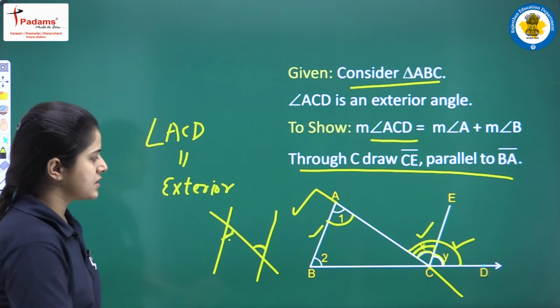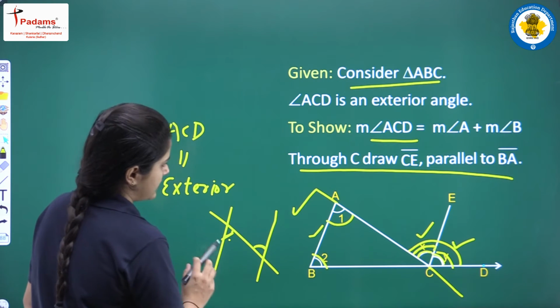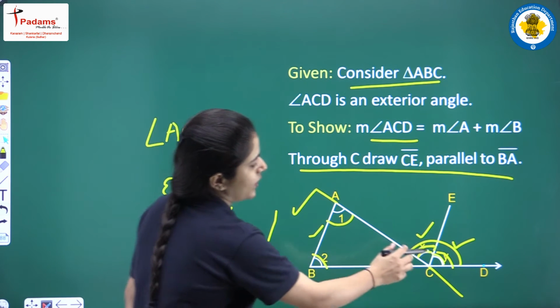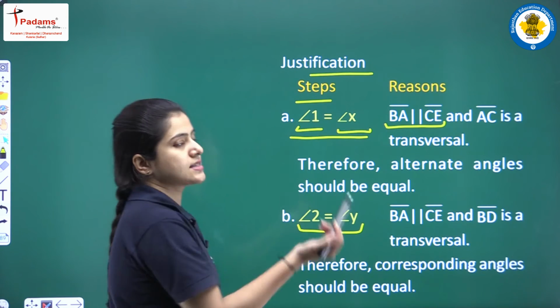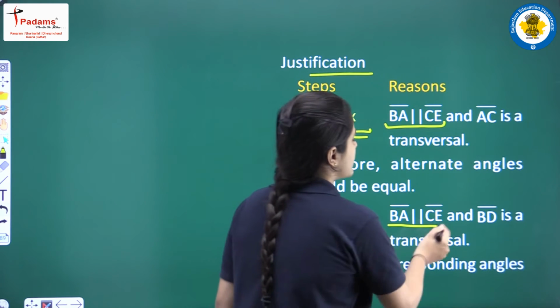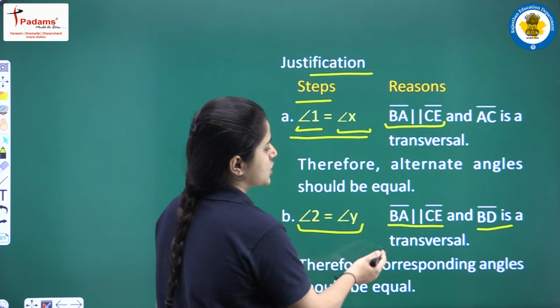Have a look students, this is angle 2 and this is angle y. What it means? This is angle 2 and this is angle y. This is also equal. Have a look, students. Why? Because of the similar reason that these two lines are parallel lines and that line BD is the transversal.